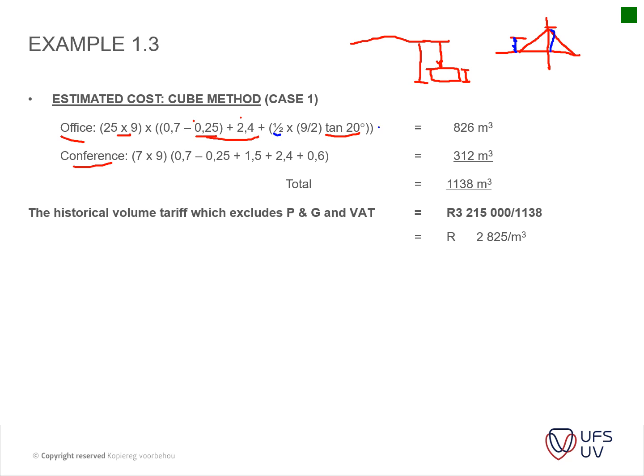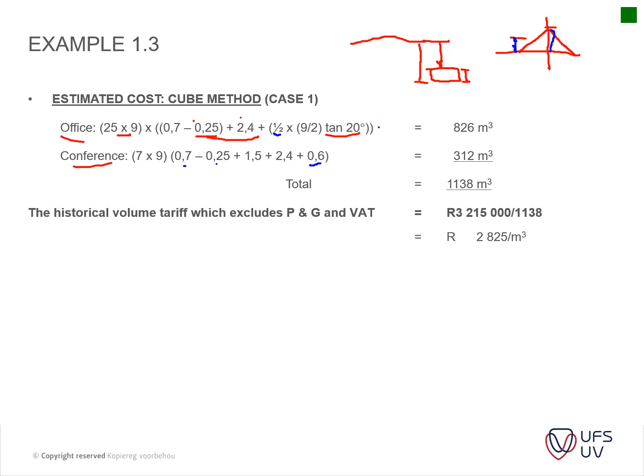And then you've got your conference hall, which is now a flat roof. If you look at your drawing, which is on page 1.10, you will see that you've got a flat concrete roof here. Then you just use the rule of the 0.6 above your flat roof. Okay, so you still have that section there.